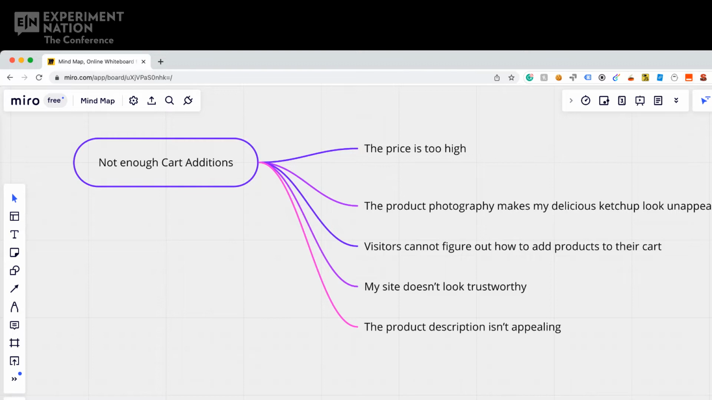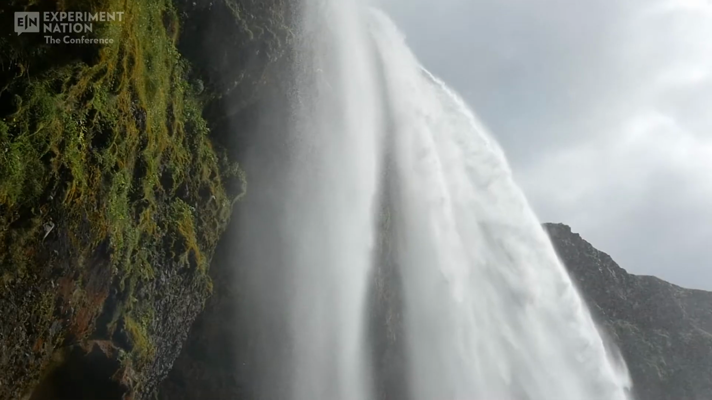Going back to our ketchup problem, possible smaller problems could be the price is too high, the product photography makes my delicious ketchup look unappealing, visitors cannot figure out how to add products to their cart, my site doesn't look trustworthy, the product description isn't appealing, so on and so forth.